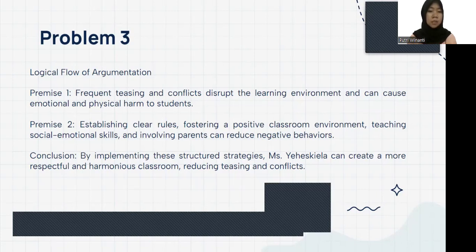The logical flow of organization: conflicts are frequently seen, and they disrupt the learning environment and can cause emotional and physical harm to students. The second premise is that establishing clear rules, fostering a positive classroom environment, teaching social emotional skills, and involving parents can reduce negative behaviors. Conclusion: by implementing these structured strategies, Ms. Yehezkiela can create a more respectful and harmonious classroom, reducing teasing and conflicts.